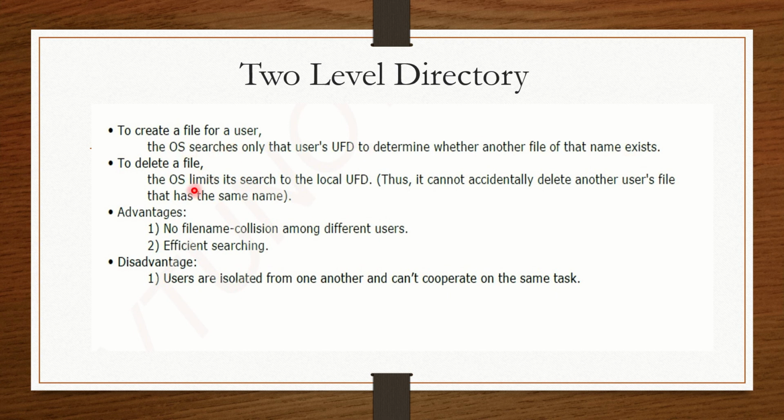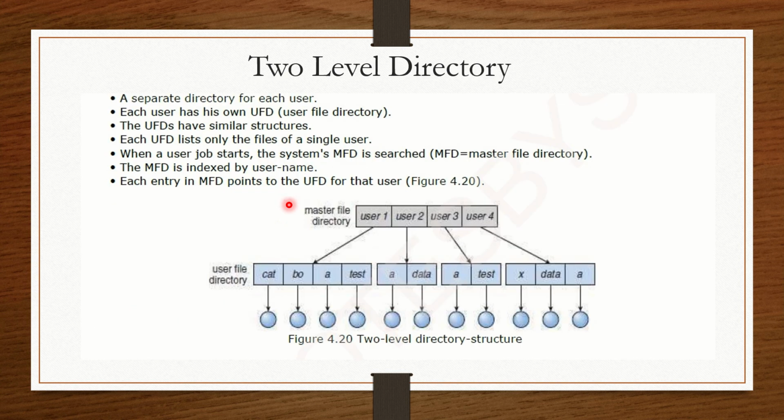To delete a file also, the operating system limits its search to that local UFD. Okay, it has to search only its local user file directory. Thus it cannot accidentally delete another user's file that has the same name. See here, another user file directory can also have the same name, and this particular directory can also have the same name, because it is a different thing.